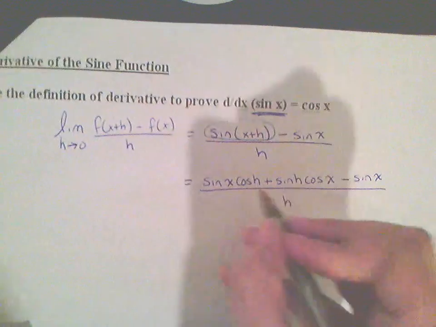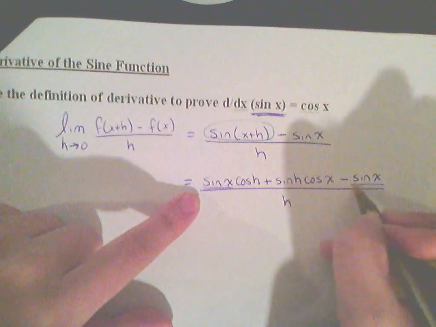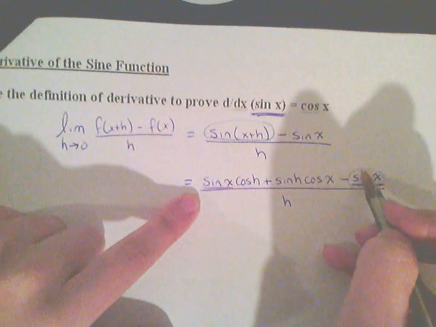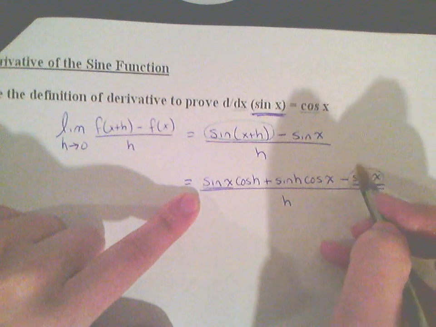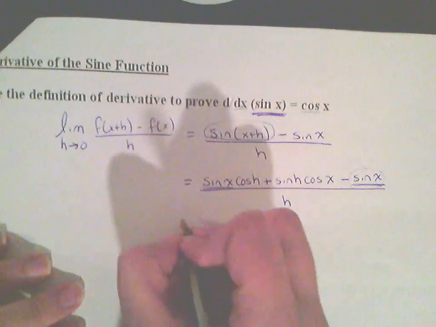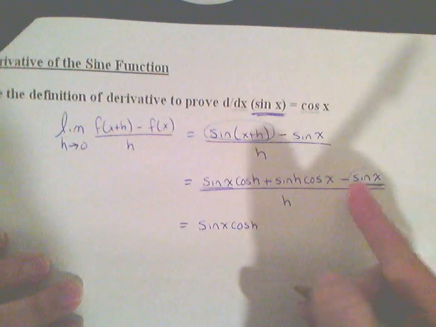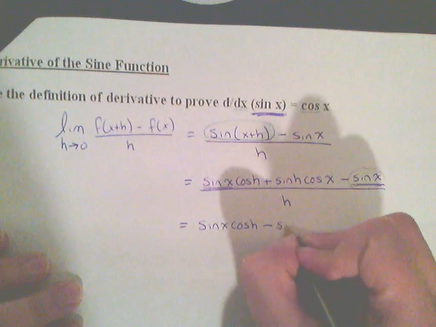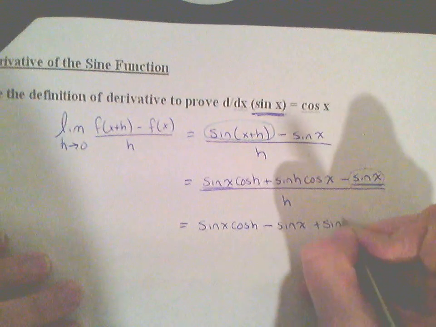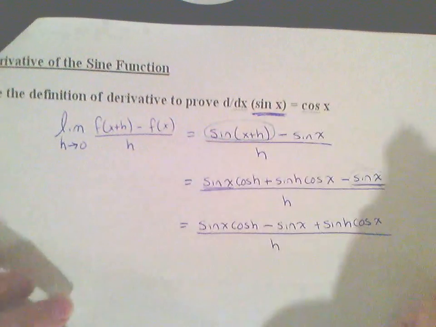All right, next thing I'm going to do is I notice that I have a sine of x here, and I have a sine of x here, so I want to move things around so that this sine of x is closer to this one, so I can factor out a sine of x. So I'm just moving sine of x cosine of h, minus sine of x, and moving this over a little bit, so sine of h cosine of x. All of that is over h.